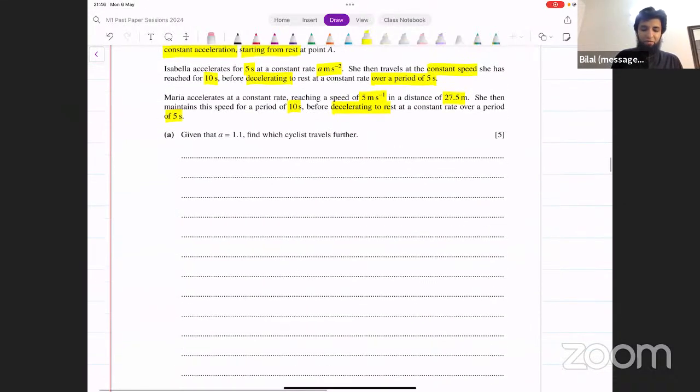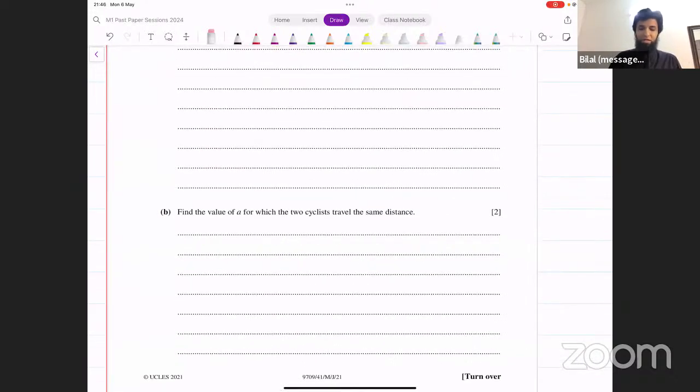Okay, so in the first part, we were given that A equals 1.1. Now we can't use that value of A. They're asking us to find a value for it at which the total distance is equal. So we need to find some expression for their total distance and equate their distance, right? If the total distance is supposed to be the same, we find an expression for it, that will be in terms of A, and then solve that equation to find the value of A. Does that make sense?